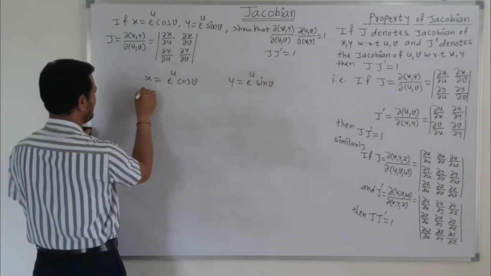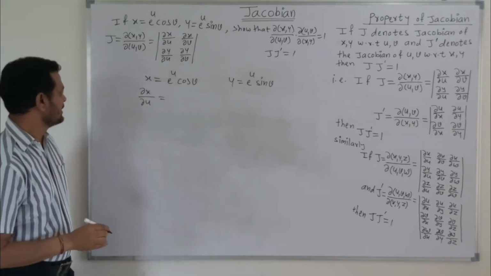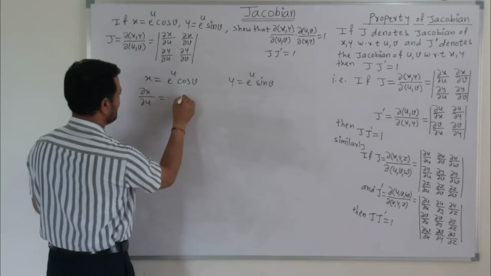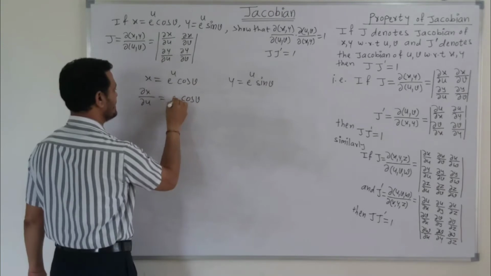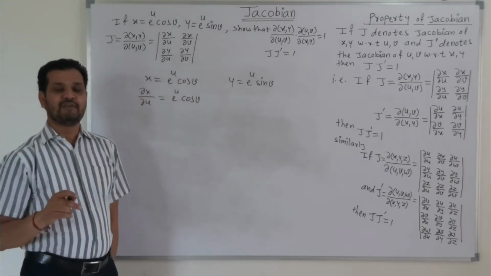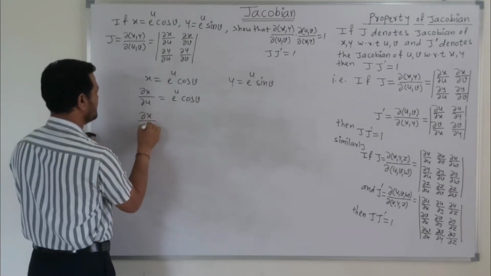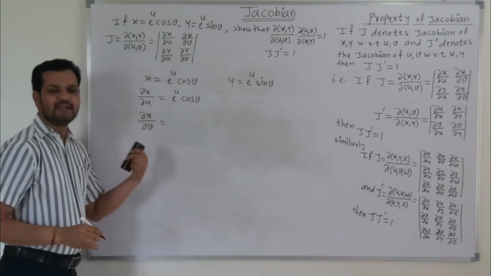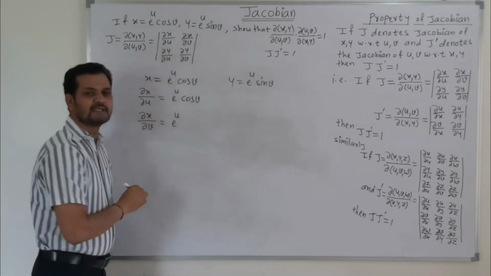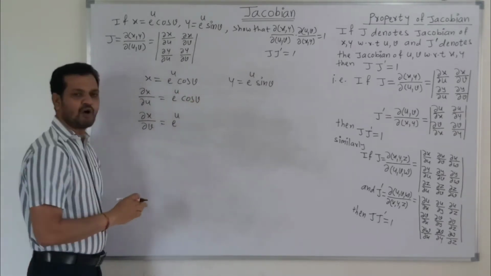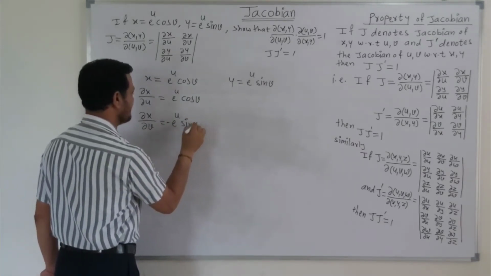If we take the partial derivative of x with respect to u, then v is constant. That means this cos of v term is constant. Then the derivative of e raised to u is e raised to u. That means the derivative of e raised to x is e raised to x, so that formula is applicable. Similarly, take the partial derivative of x with respect to v. When we take the partial derivative with respect to v, u is constant. So e raised to u is constant. Then the derivative of cos of v is minus sine of v.